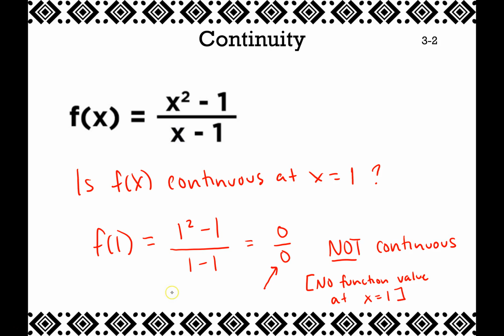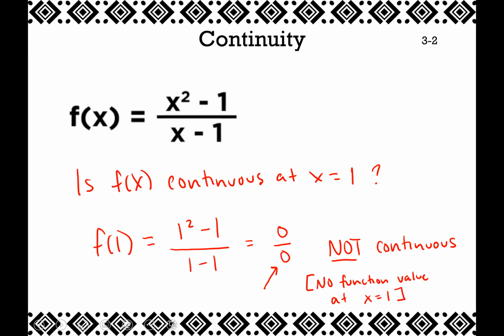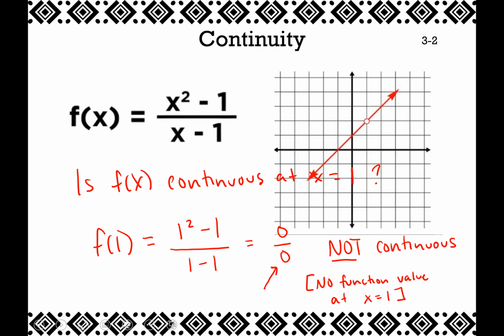Let's go ahead and look at the graph of this. You can see here that at x equals 1, we have a discontinuity. The function is not continuous at x equals 1. However, at x equals 2, right here, the function was continuous, as you can see.